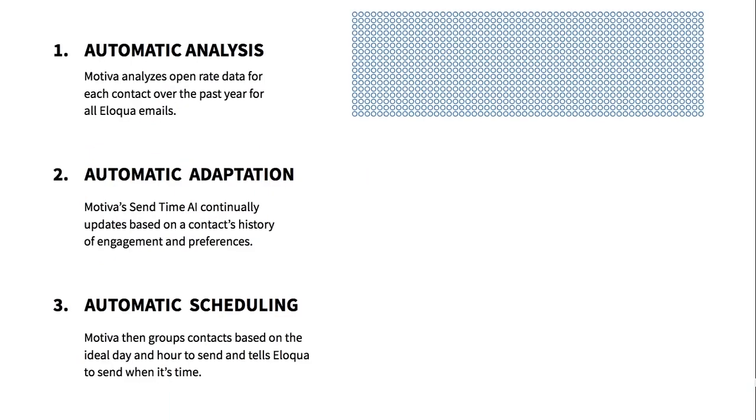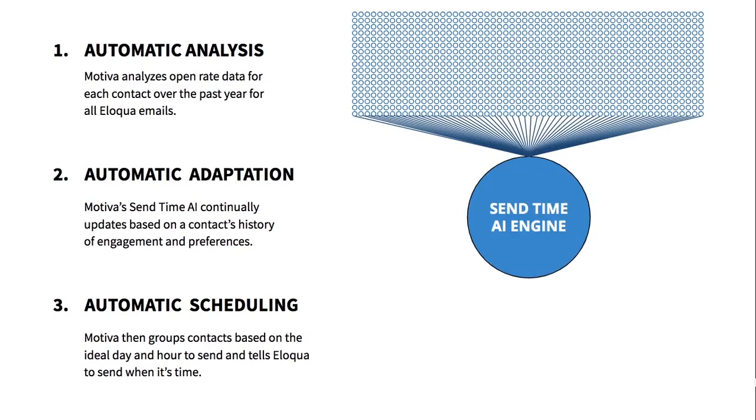Imagine each of these circles at the top is a contact, and when combined, they become a segment. The first thing SendTime AI does is to automatically check each contact in a segment to see if they have a record of email opens going back a year before you even signed up with Motiva. If a contact does have open data, it flows into our SendTime AI engine, which predicts when each contact is most likely to engage. And if a contact doesn't have open data, then the engine makes a random prediction of when that contact is most likely to engage compared to the group.